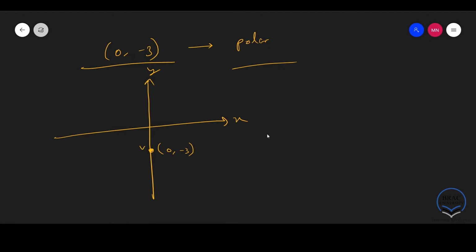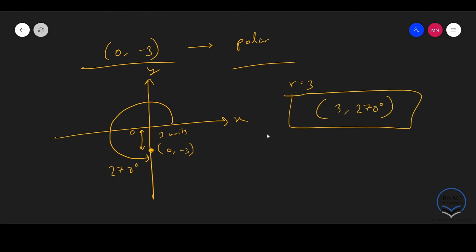And I can now from this graph easily find my polar coordinates. I see that the distance from this point to my origin is just 3 units. So r will be equal to 3, and I can consider my angle theta to be a rotation all the way anticlockwise to this point, and we know that this will be 270 degrees, right? So my polar coordinates for this point will be 3, 270 degrees. This will be my polar coordinate.